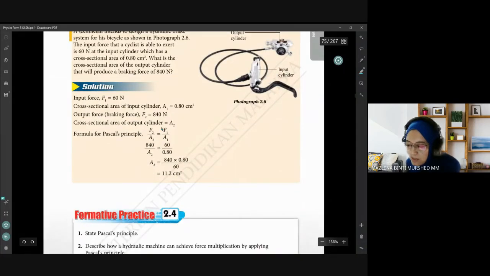So kat sini, we use the same formula because we know that Pascal Principle will produce equal pressure all over the liquid. So we will have the ratio F2 over A2 equals to F1 over A1. So to calculate the A2, multiply 840 with 0.8 divided by 60. So the cross-sectional area for the larger piston is 11.2 centimeter.